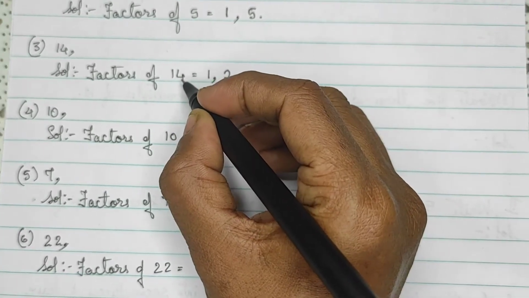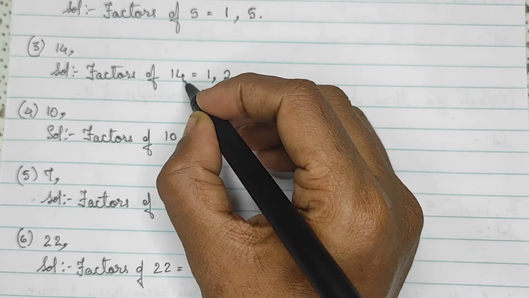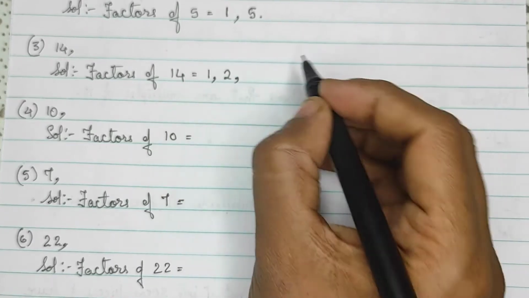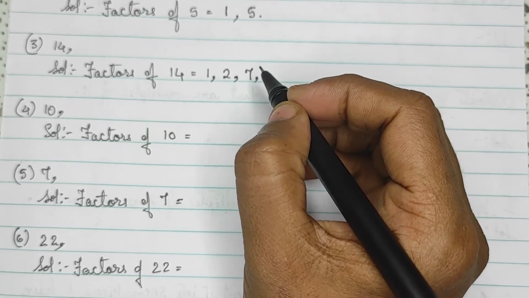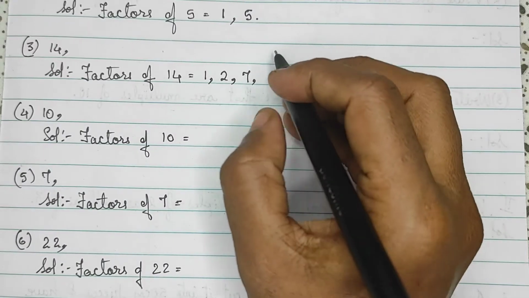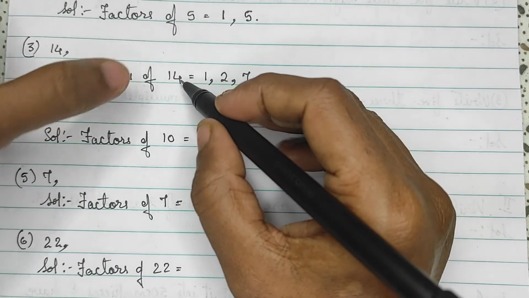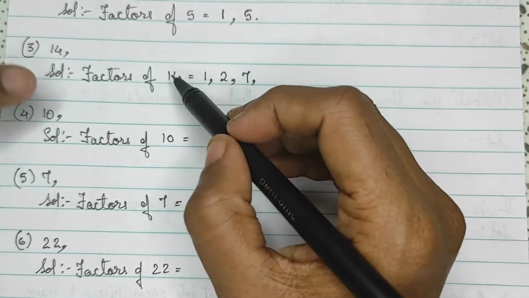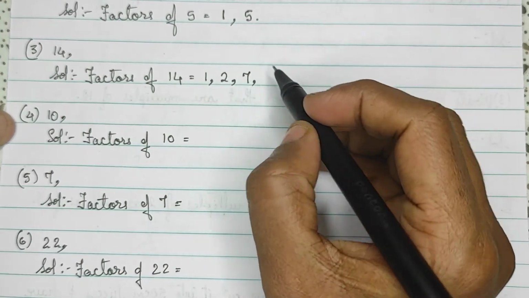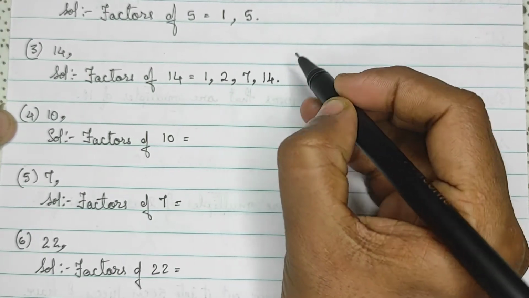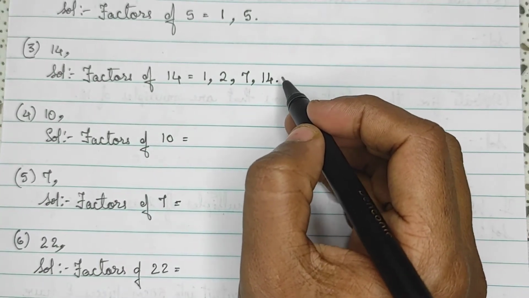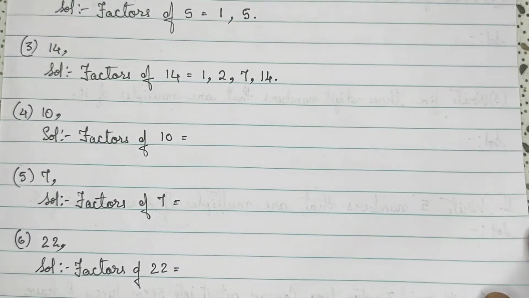Then 3 will not, 4 also not, 5 is also not there, 6, directly 7. Then after 7, 8, 8 1s are 8, 8 2s are 16, so 8 is also not divisible. 9, 10, directly now 14 is divisible. So factors of 14 are 1, 2, 7 and 14.